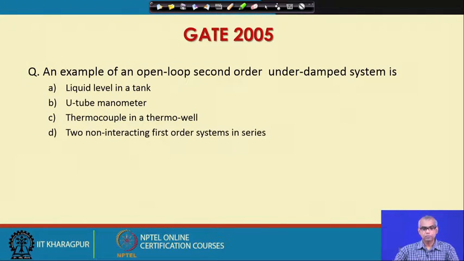Next, a question from year 2005. An example of an open loop second order underdamped system is liquid level in a tank, U-tube manometer, thermocouple in a thermowell, two non-interacting first order systems in series.